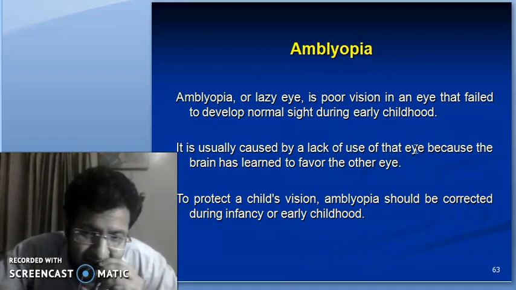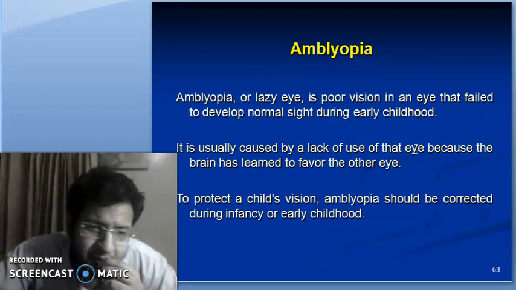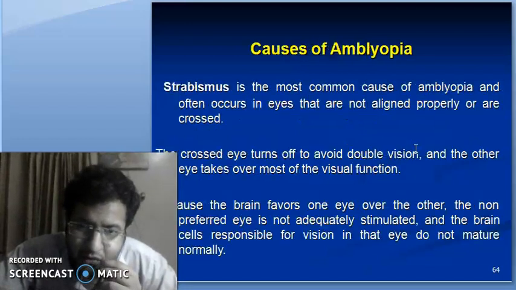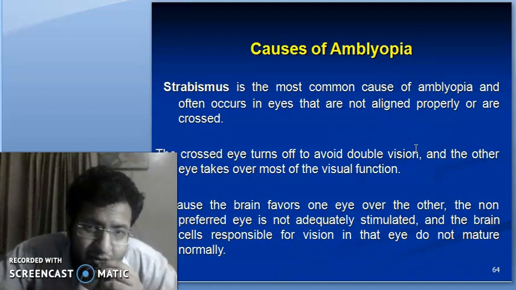To protect the child's vision, amblyopia or the laziness should be corrected during infancy or early childhood. Mostly up to 12 years of age we correct the amblyopia. Some books consider even 9 years of age. Okay. What are the various causes of amblyopia?